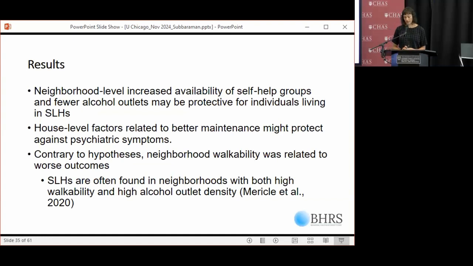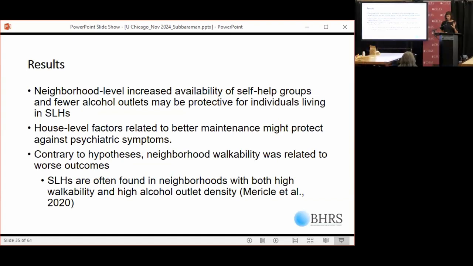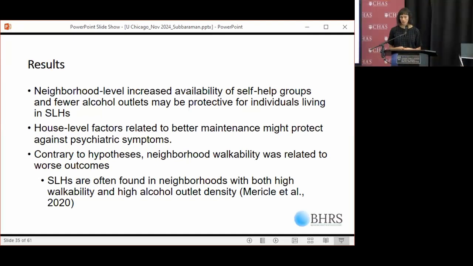So what we found here was neighborhood availability of self-help groups and fewer alcohol outlets seem to be protective for individuals living in sober living houses. House level factors related to better maintenance also seem protective in terms of psych symptoms. We were somewhat surprised to see that walkability was related to worse outcomes.